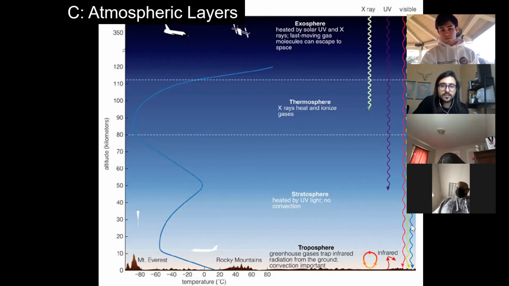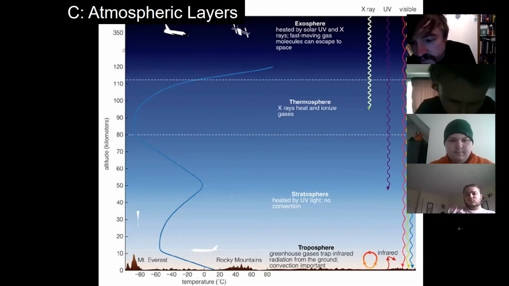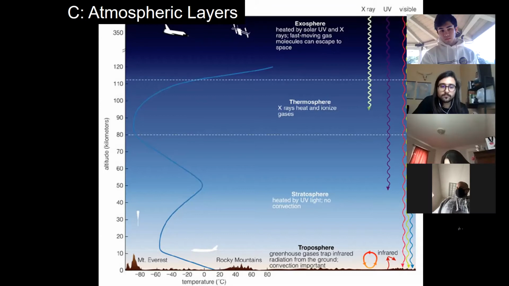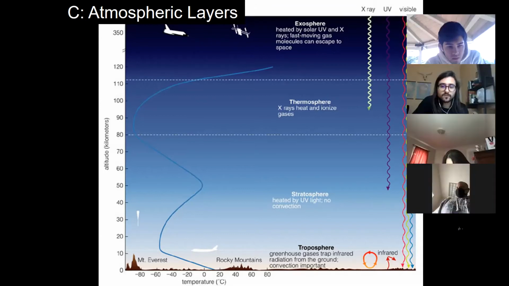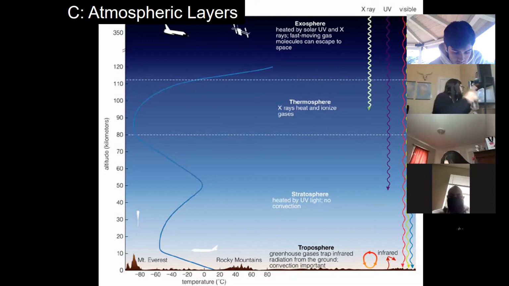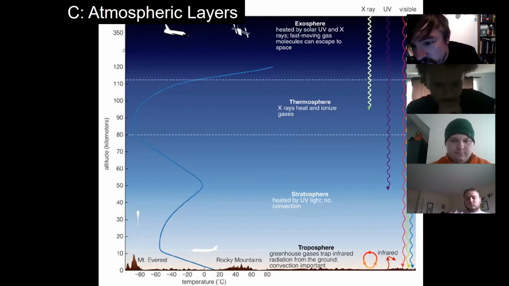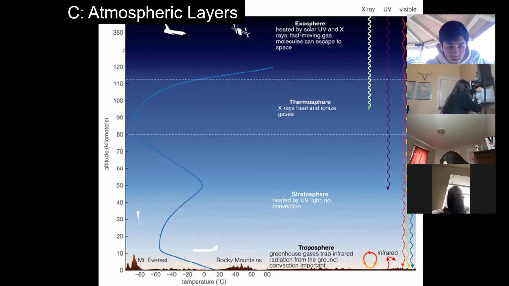What's the hottest one in the solar system? The hottest surface temperature of any planet in the solar system. Which planet has the hottest surface temperature? Venus. That's right. It's not the closest planet to the sun. It's the second closest planet to the sun. Why is Venus warmer than Mercury at its surface?